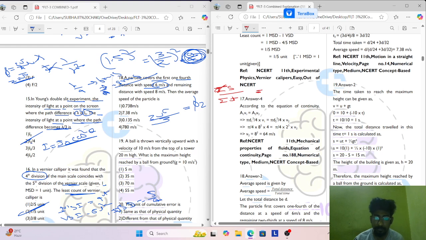How to calculate average speed? Total S is equal to D. What is T? How to calculate T? For each case it will be equal to S1 by V1. That means D by 4 into 6 means 24. D by 24 plus this 3D by 8 into 4, 32.